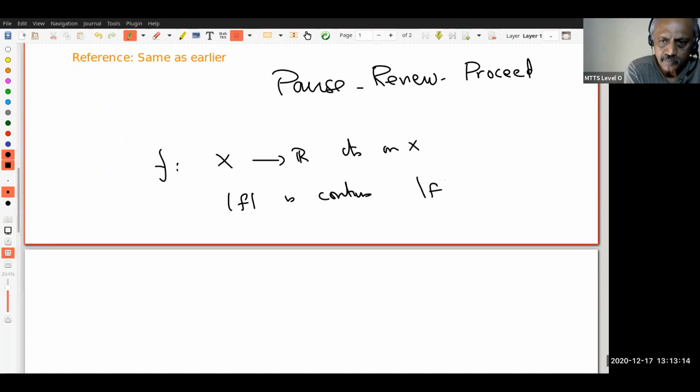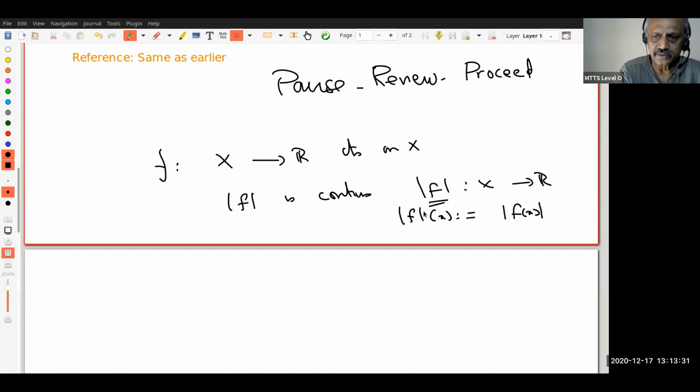So what is mod f? Mod f is a function from X to R. So I have to tell you what its value is. This kind of thing is never defined; you simply write mod f of x. That's why I'm writing it: mod f of x at this point must be a real number. What is that real number? It is the modulus of the real number f of x. You see that? Therefore, mod f is a function from X to R.